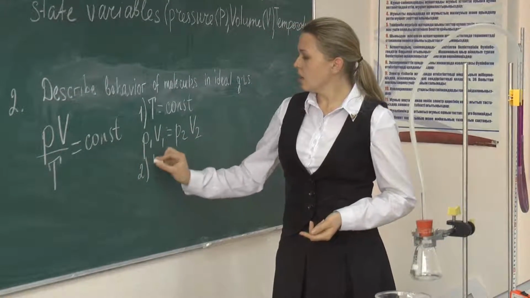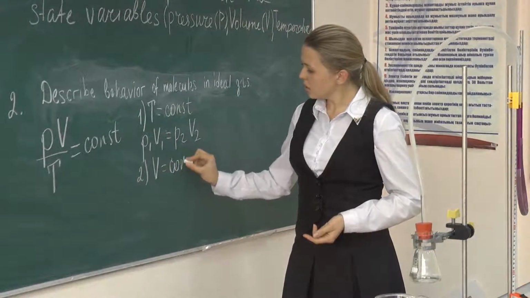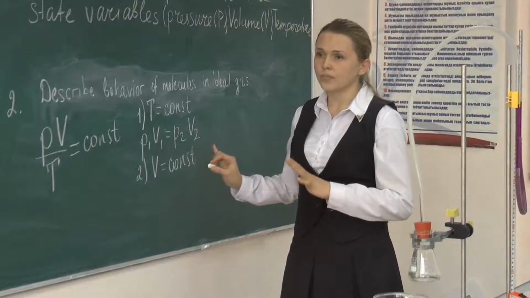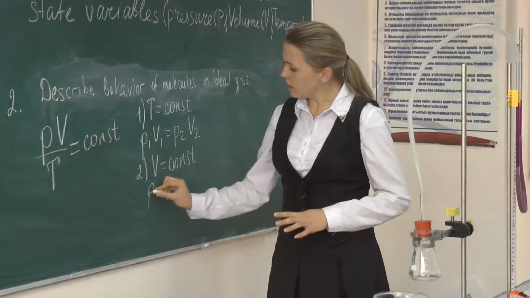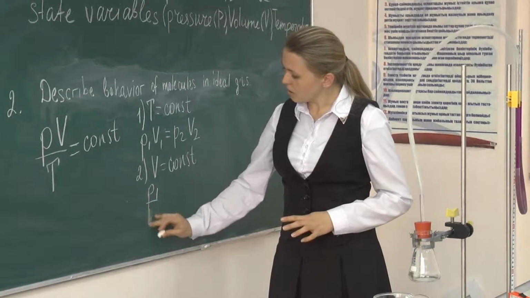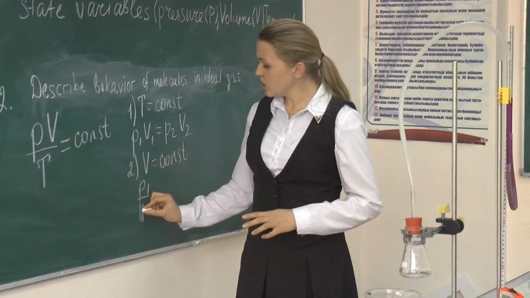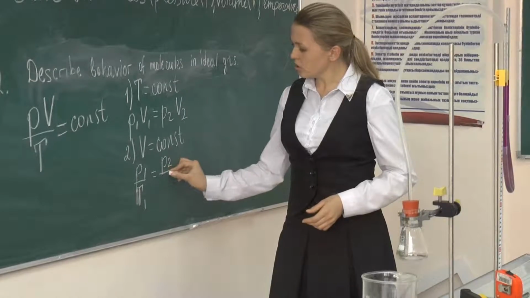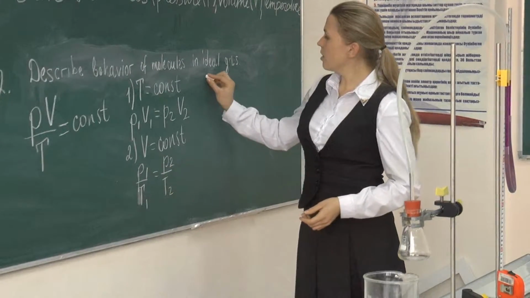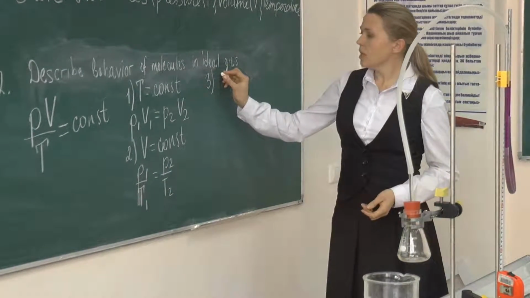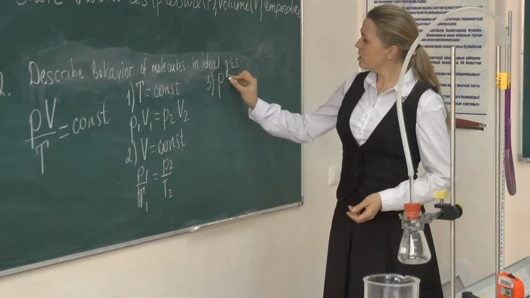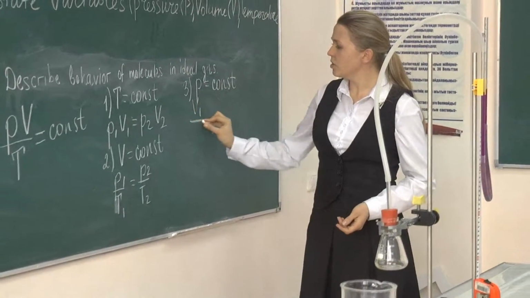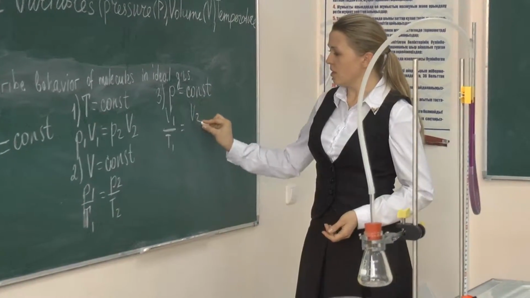Second one, the isochoric process, when the volume of the gas stays the same. The relationship between pressure and temperature is directly proportional. And this third law, when pressure stays constant, we said that volume and temperature are directly proportional to each other.